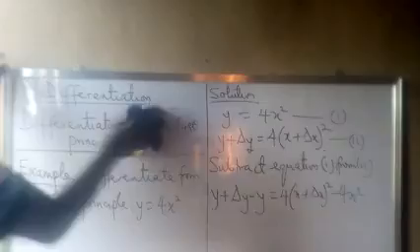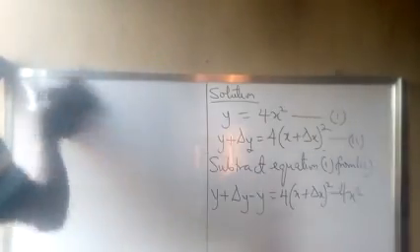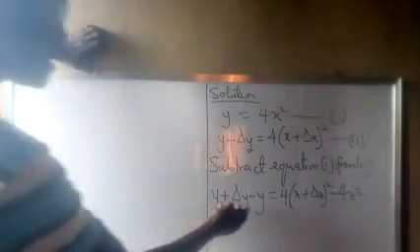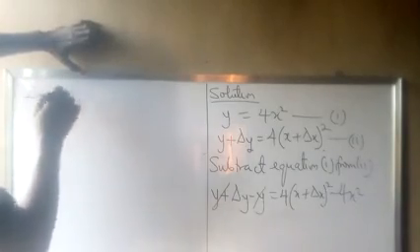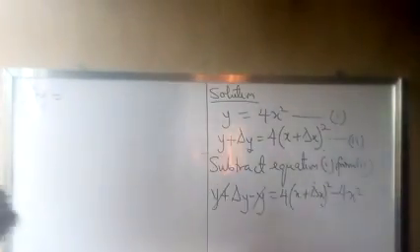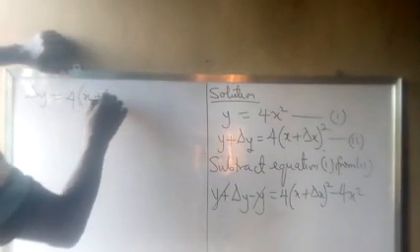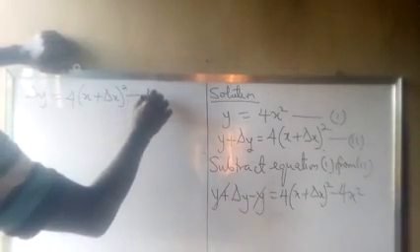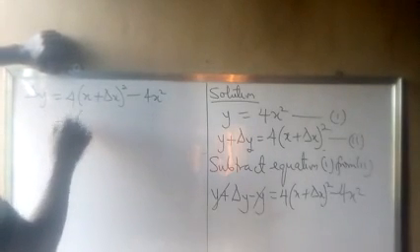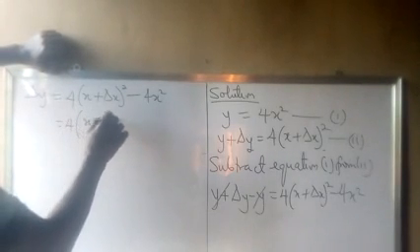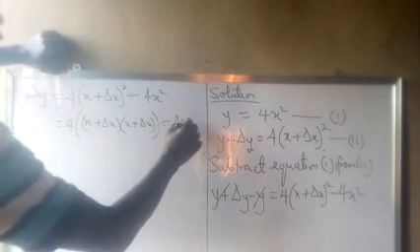Now, having done that, we expand the variable in the bracket. If you subtract y minus y, this will cancel out. So we are left with delta y equals, don't forget delta y means change in y, which gives us an element of increment, 4 into x plus delta x all squared minus 4x squared. So the next thing is to expand the variable in the bracket. We have 4 into x plus delta x multiplied by x plus delta x, then minus 4x squared.